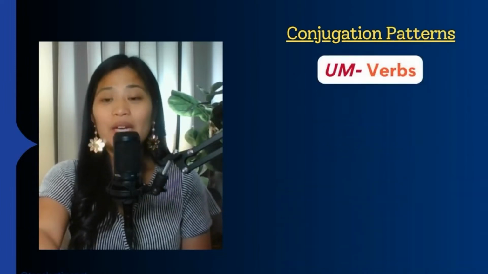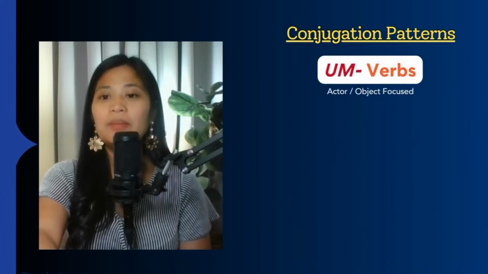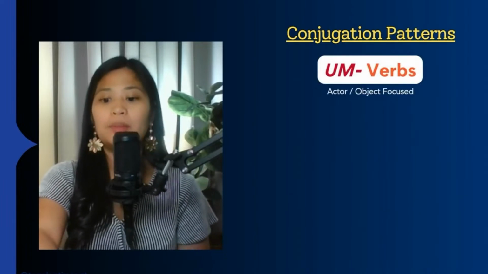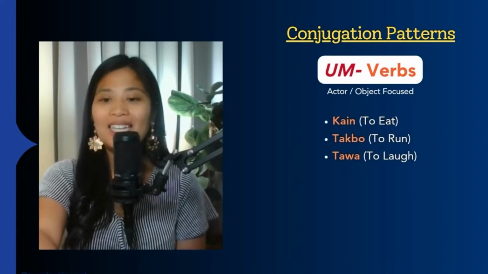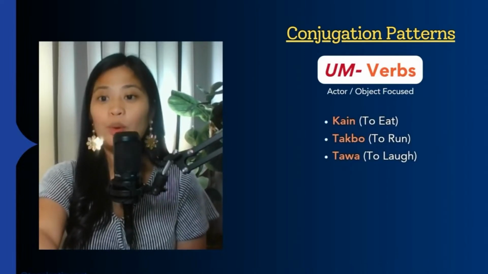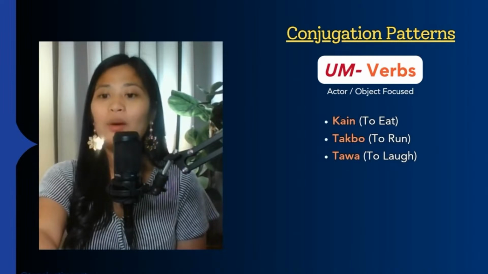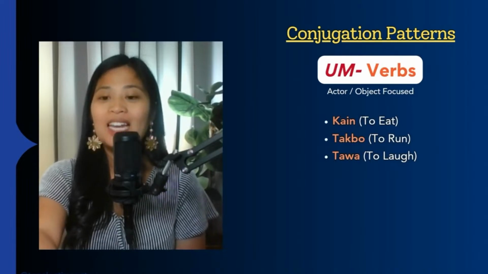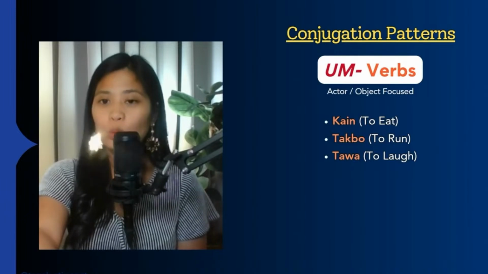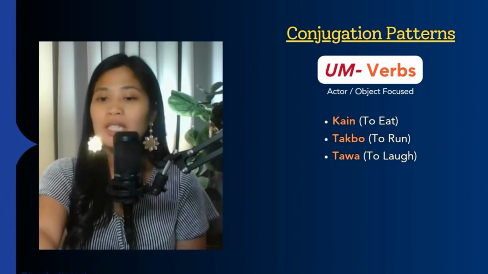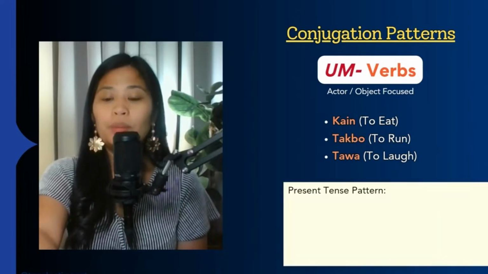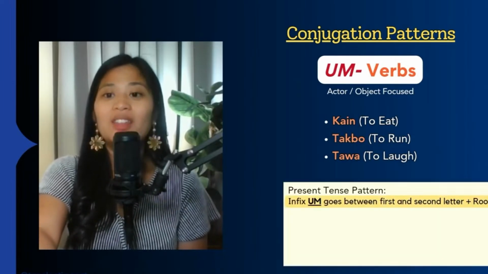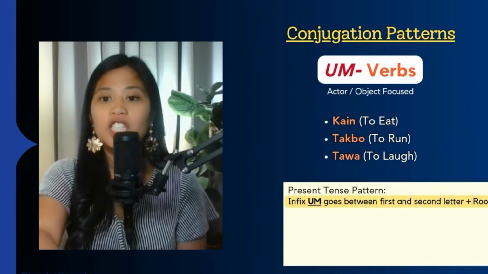Now let's take a look at um verbs. These can be actor or object focused, depending on the context. And here are some examples. Kain is to eat. Takbo is to run. Tawa is to laugh. Now you might be wondering, why are these um verbs? Um doesn't appear in the word at all. It's because um is the infix that goes into the word when you are conjugating it.